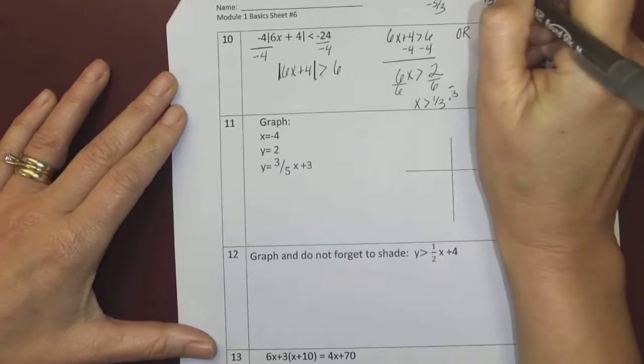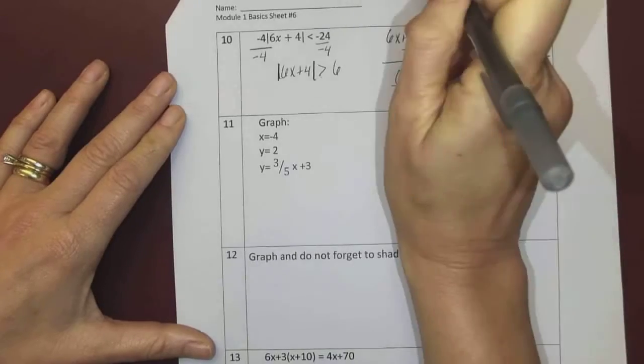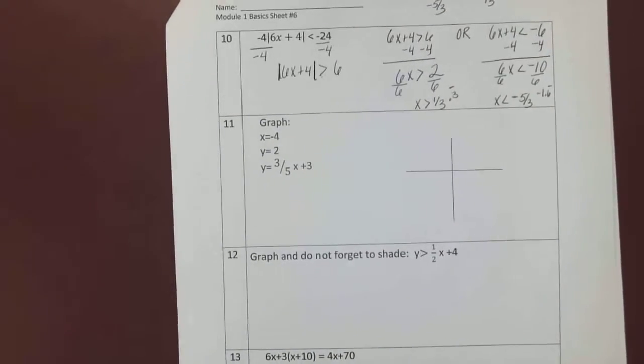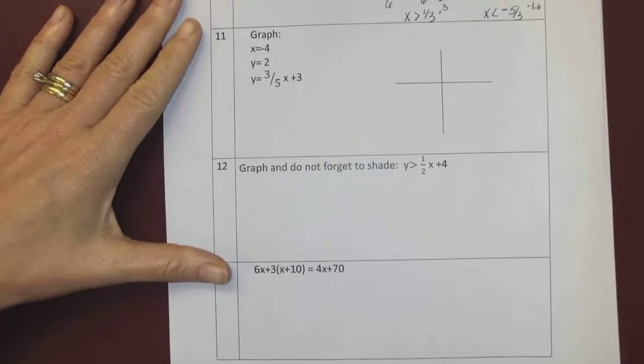Greater than 1/3, bigger goes to the right. Less than, or smaller, goes to the left. And there is my answer for number 10. Note, I did not write an answer in compact form because it is not between two numbers. They're in opposite directions.